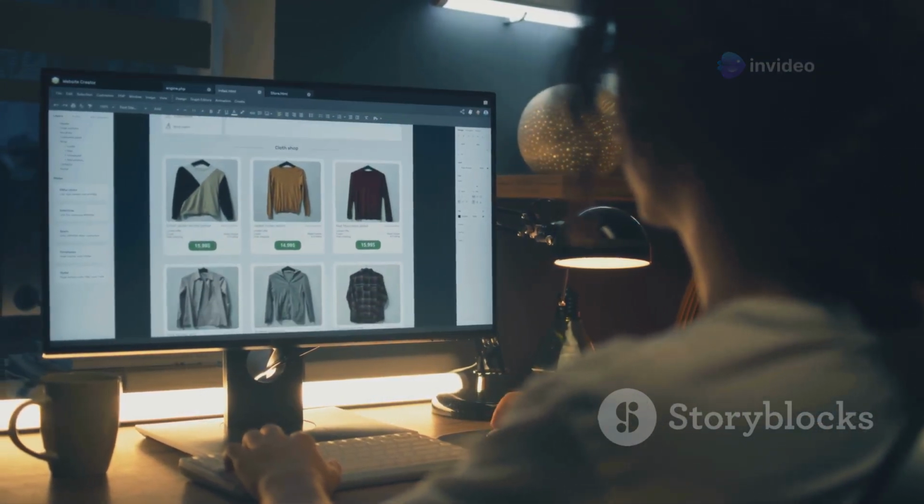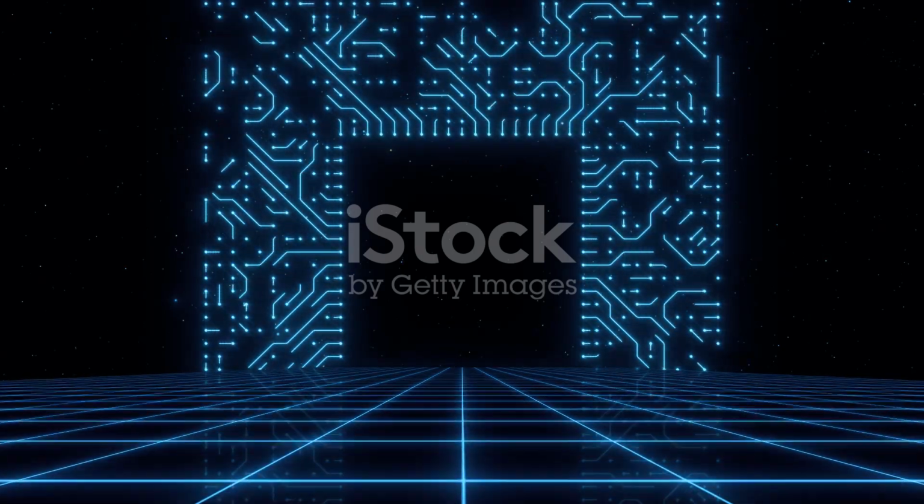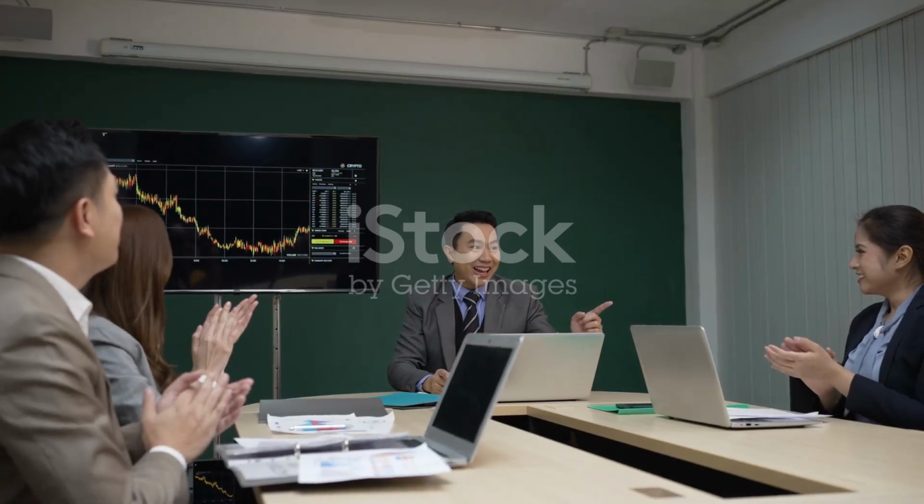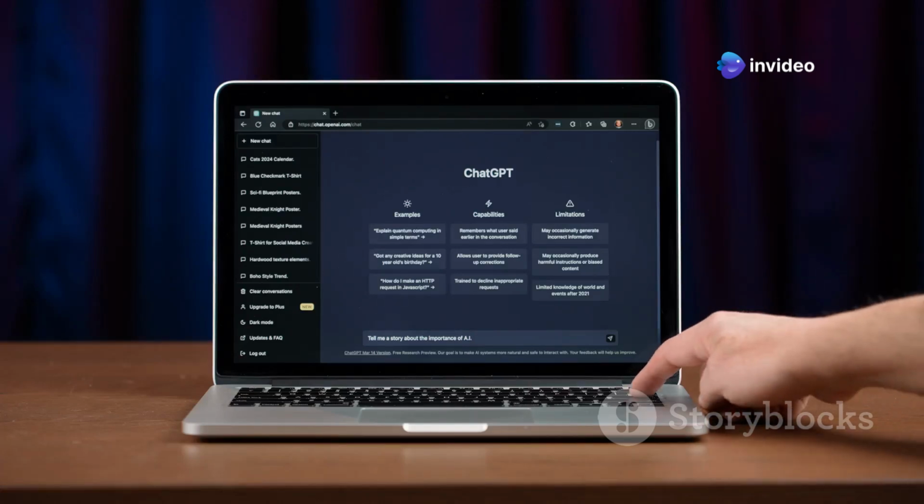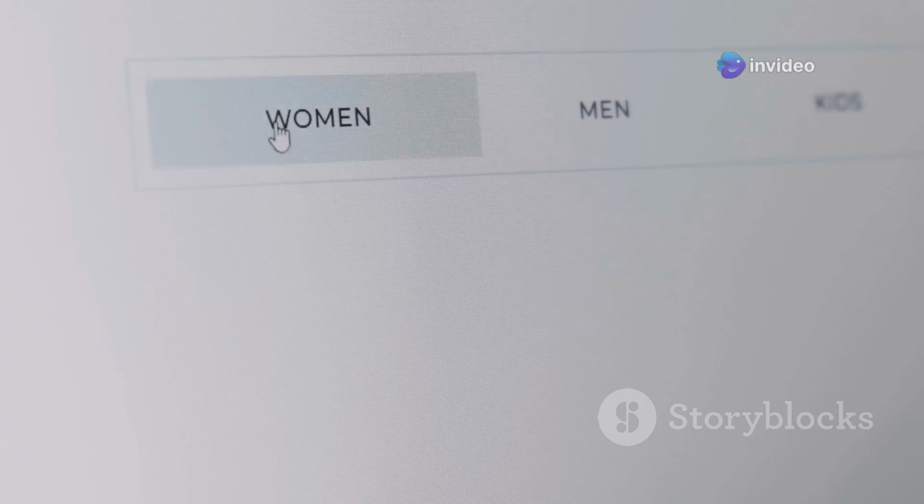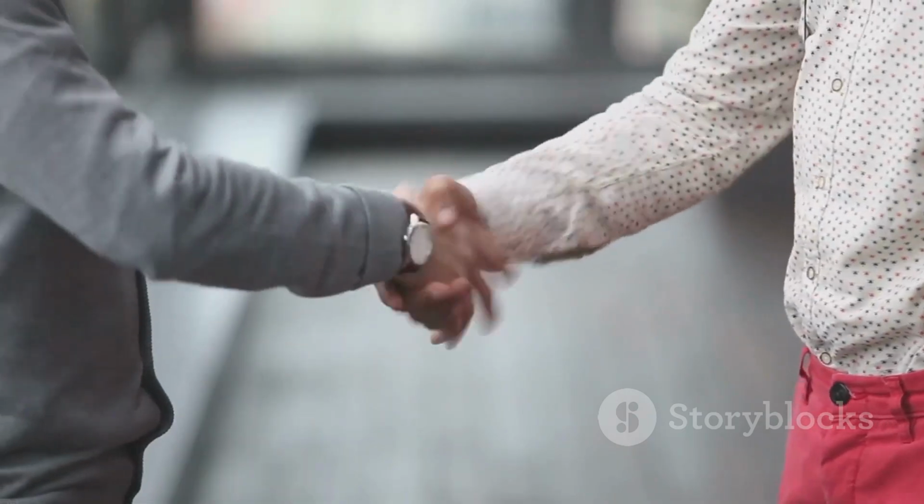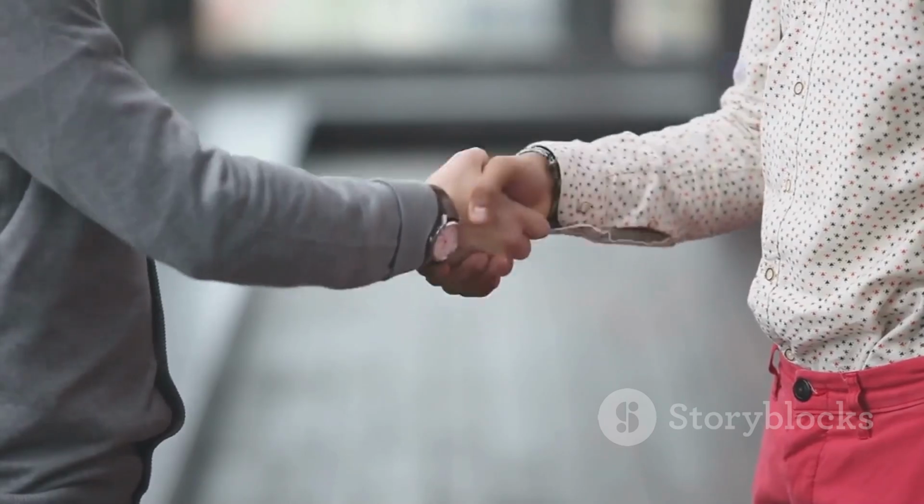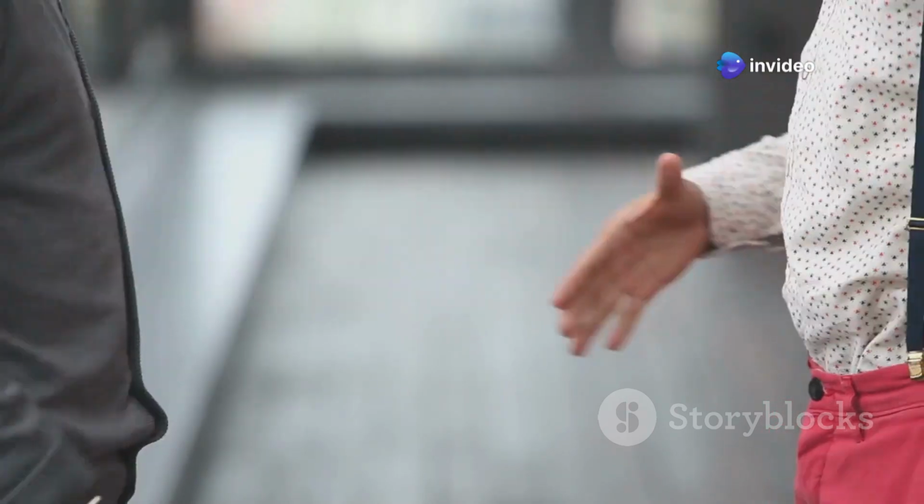Navigating Telega.io, your gateway to Telegram advertising. Alright, so we've talked about the why behind monetizing your Telegram channel. Now let's get into the how. And that's where Telega.io comes into play. Think of Telega.io as the go-to marketplace for all things Telegram advertising. It's where channel owners, like yourself, can connect with advertisers looking to reach your specific audience.